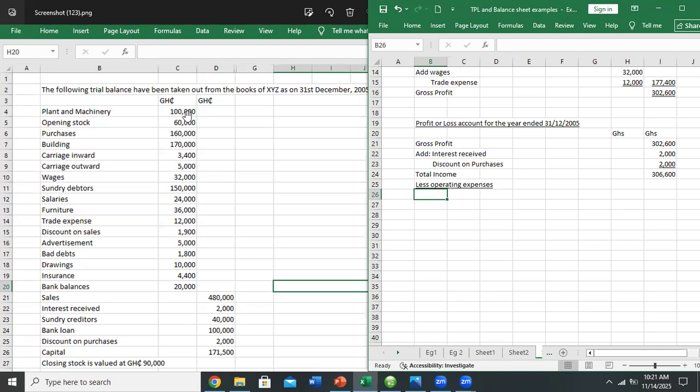The first item, plant and machinery, is a fixed asset. It's not an expense in the trading account or in the profit and loss account. Opening stock is dealt with in the trading account. Purchases done. Building, fixed asset. Carriage in was used in the trading account. Carriage out, that'll be our first expense.